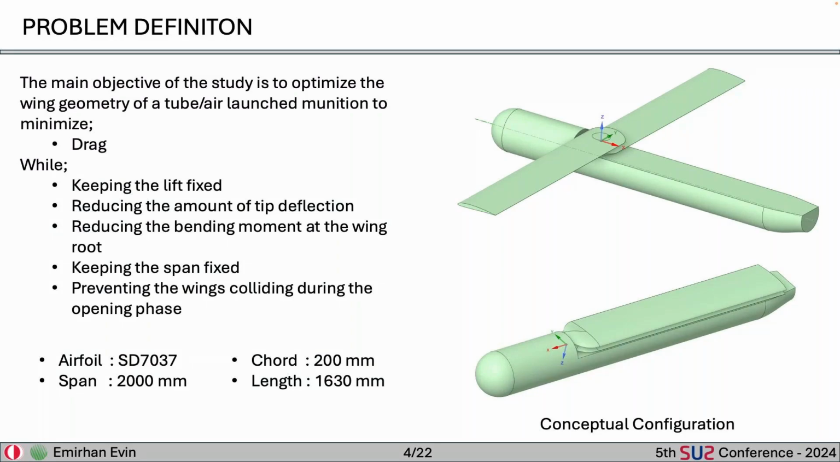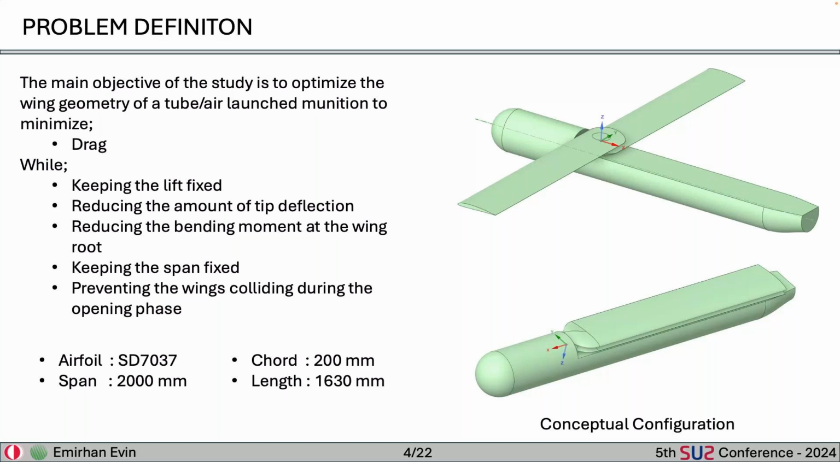Here we can see my conceptual configuration. The main objective of this thesis is to minimize drag while keeping the lift fixed, because I don't want to go over the design process again. We need to reduce the tip deflection, or we can say we want to reduce the bending moment at the wing roots, because it also prevents us from opening the wing successfully. Since it's already designed and also needs to enter a tube, you can change your span or you can change your chord length.